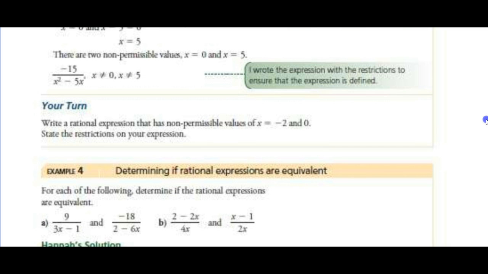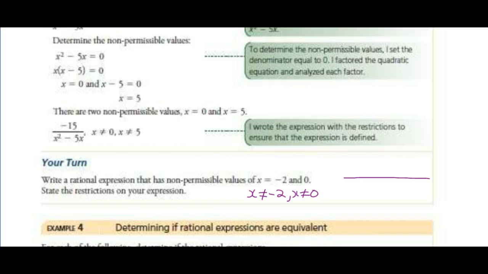What else? Your turn. Write a rational expression that has non-permissible values of x equals negative 2 and 0. Okay, so then the restrictions would be x cannot equal negative 2 and x cannot equal 0. So how can I get an expression which has those? So think about it, this gave us 0 and 5, right? But where do we get that from? We got that from the factored form. So I want a factored form.